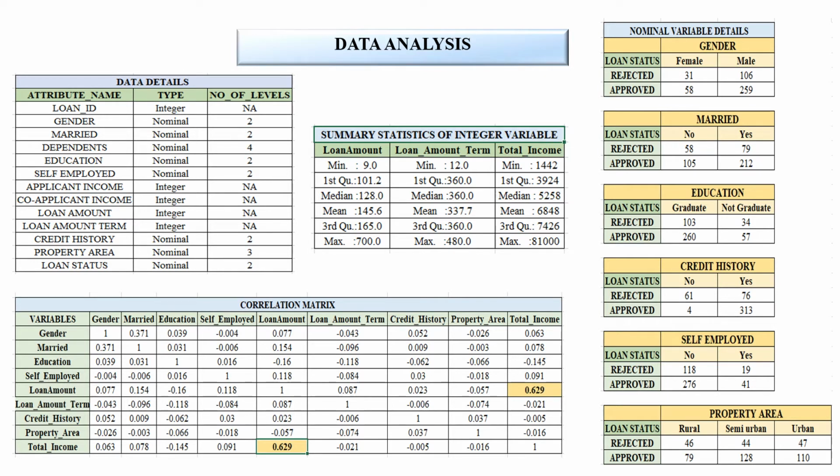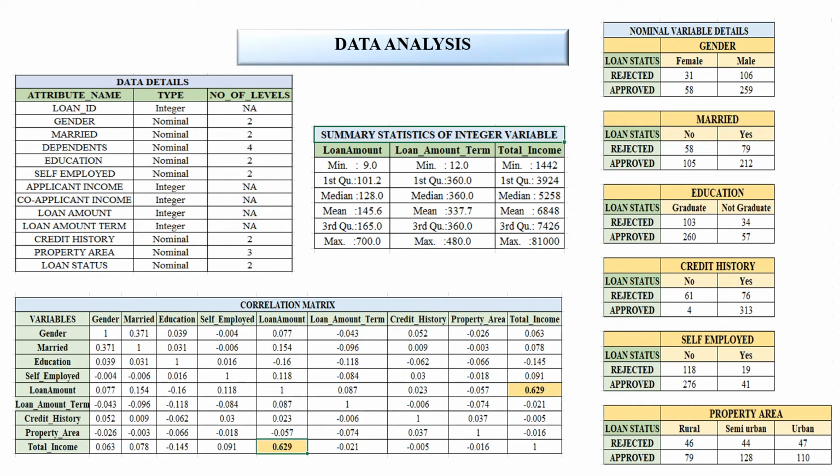In the case of self-employment, the number of rejected applications is almost half of the number of applicants approved in both cases. The ratio of rejected loans to approved loans is almost the same in the case of urban and semi-urban property areas. In rural areas, only 79 out of 125 applications are approved.